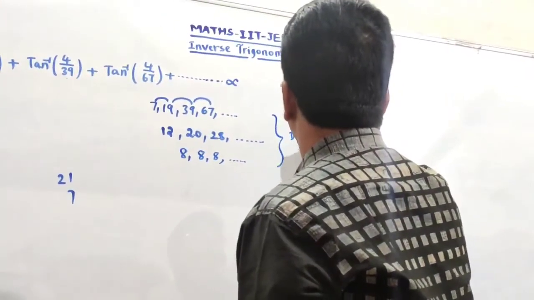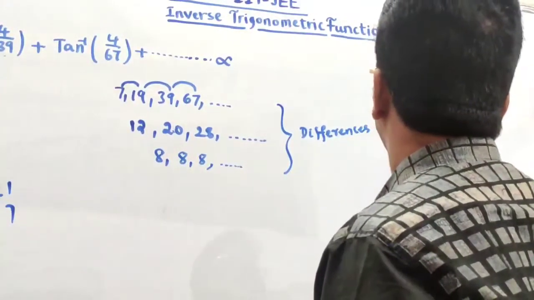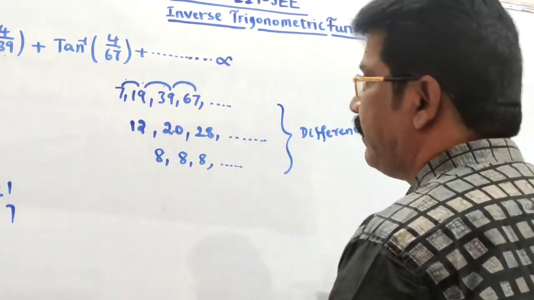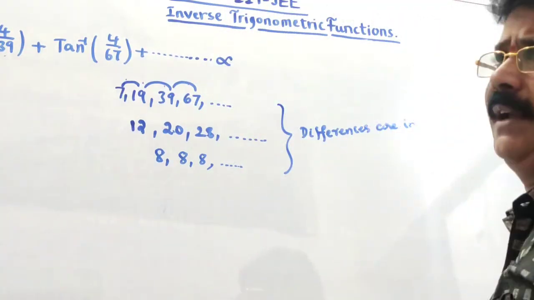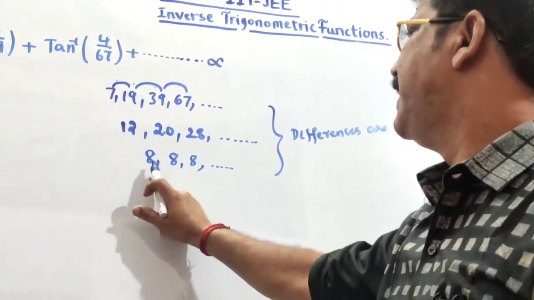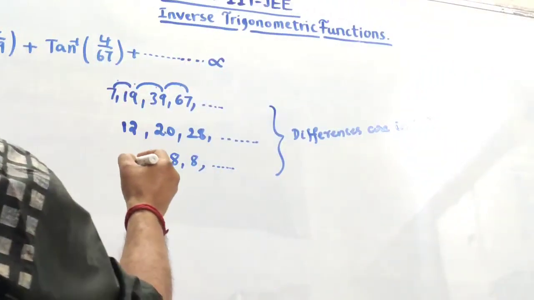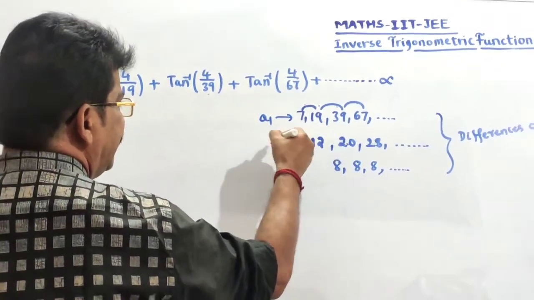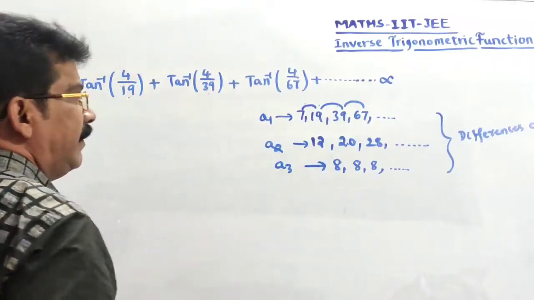Differences are in AP means T1, T2, T3, T4, T5 and so on are neither in AP nor in GP. In such a case, mostly 90% we are following this method. So find the differences, and clearly we see that it is in AP, right? And how can we find the nth term? Let this be the A1 value, this the A2 value and this the A3 value.